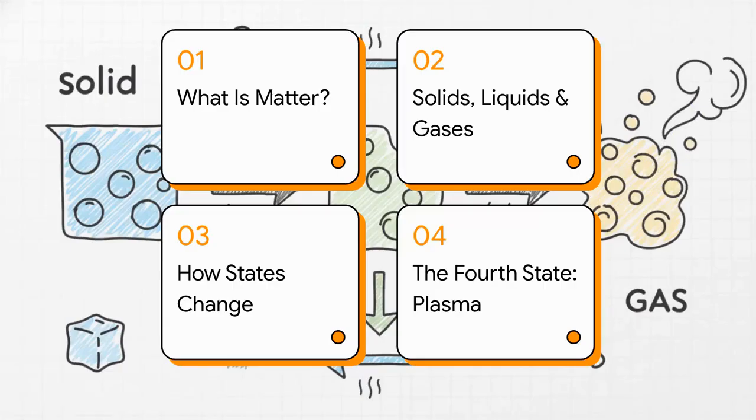So, here's our game plan. We've got a handle on what matter is. Next, we'll break down solids, liquids, and gases. Then, we'll look at how they actually change from one to another. And finally, we'll get into the really cool stuff, the fourth state of matter, plasma.